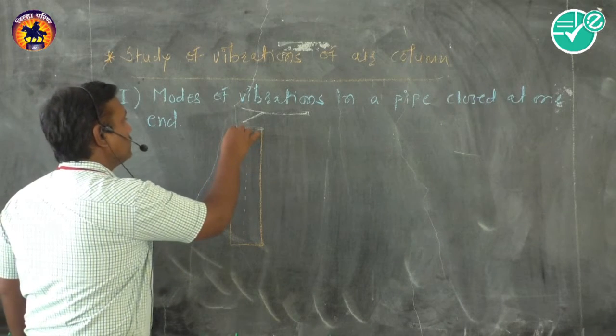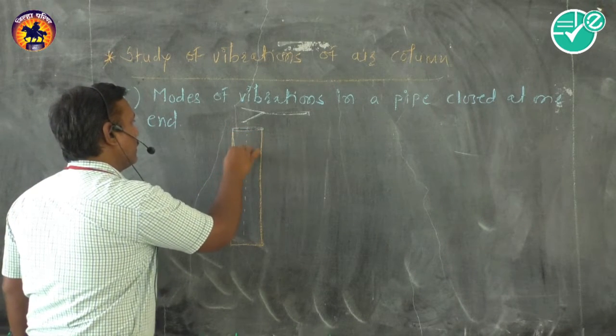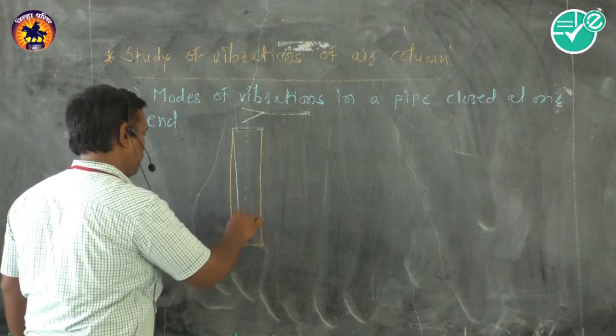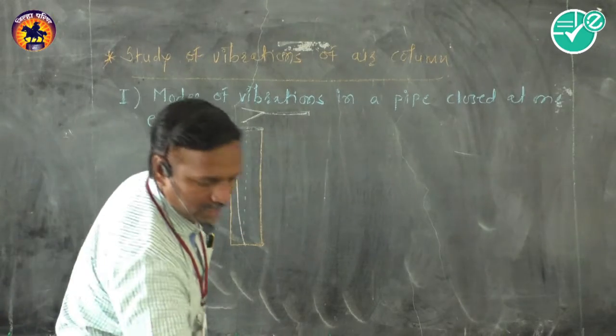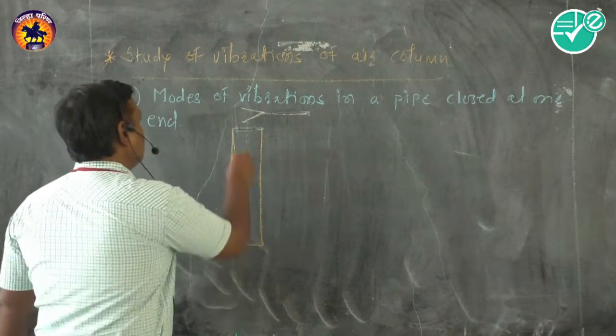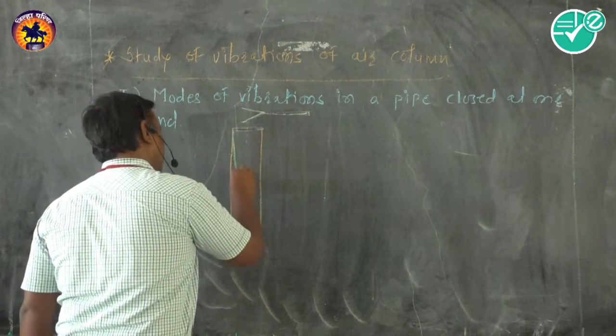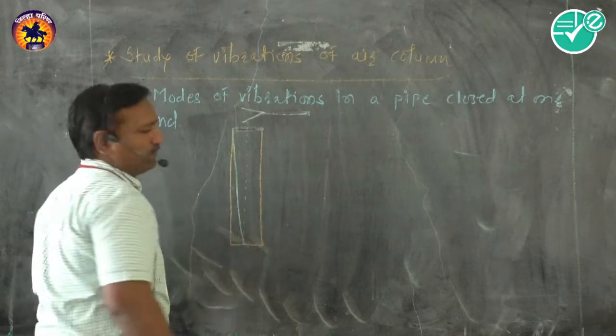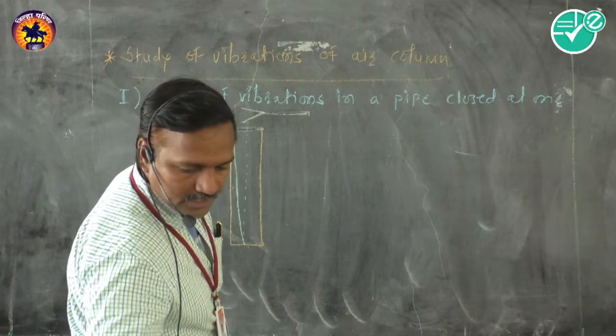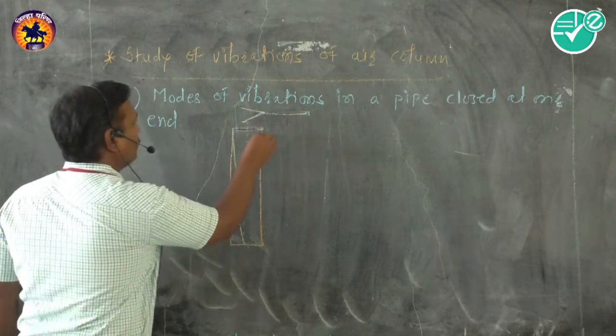The wave is the incident wave which is traveling inside that pipe. This is the incident wave, and there is a reflected wave.